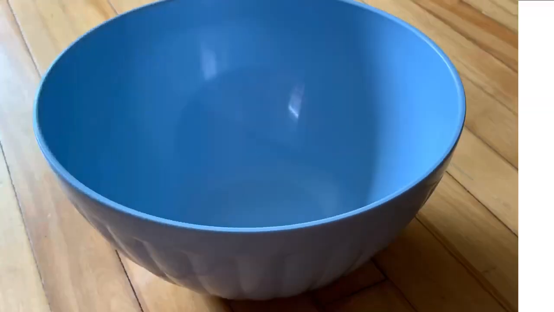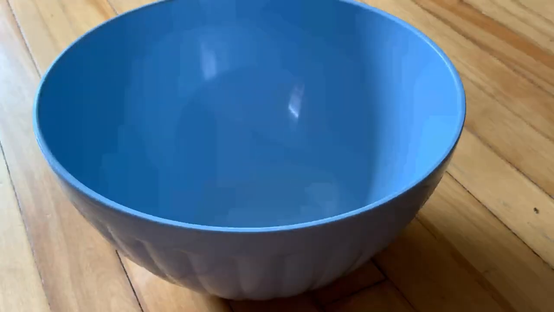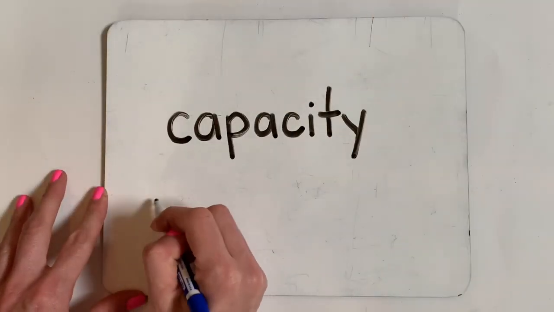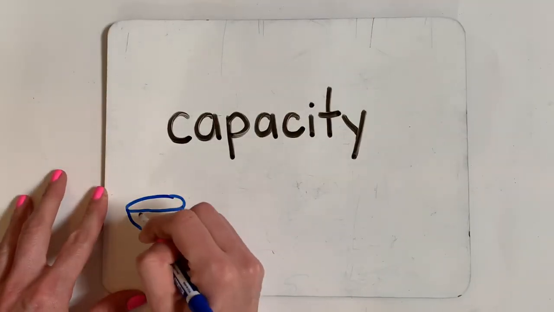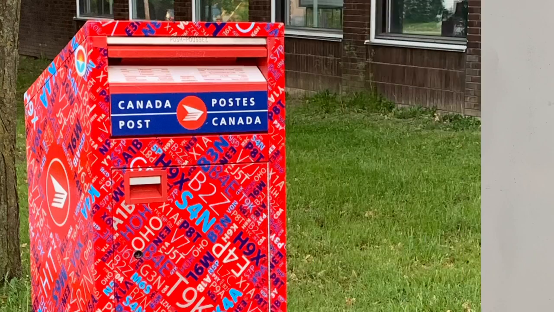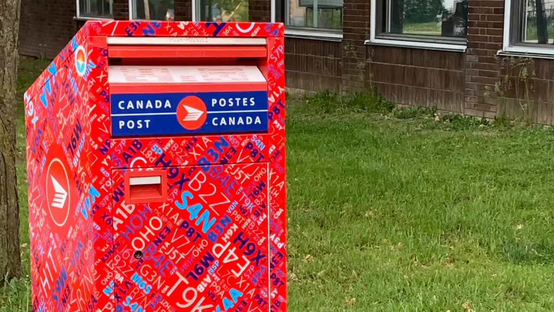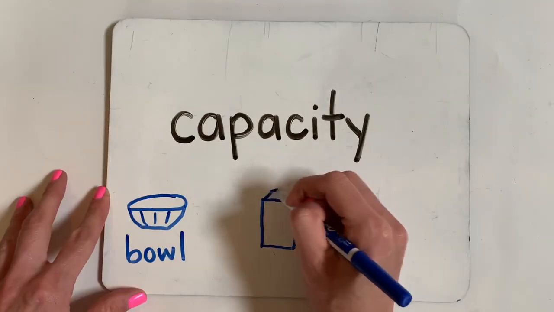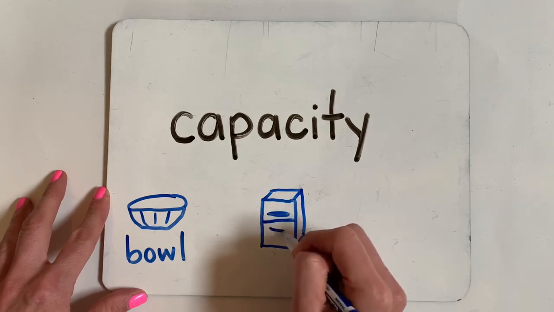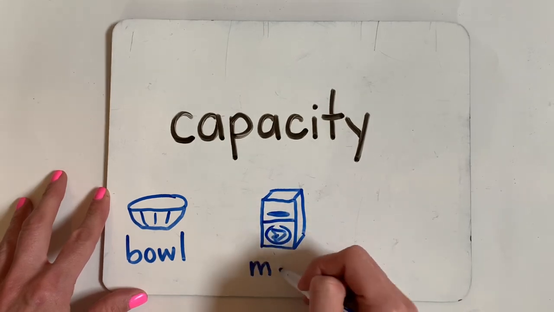Here's the word capacity, but I'll show it to you again at the end so that you can write it on your paper yourself. So the first thing I found was a bowl. So I went back to my paper where I'd written the word capacity and I drew a bowl on it because it has a capacity. The next thing I saw was the mailbox. You can definitely put things inside of that and it has a capacity. So I went back and I drew the mailbox on my paper as well.